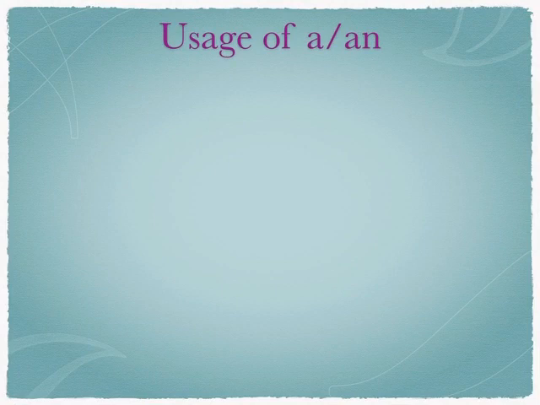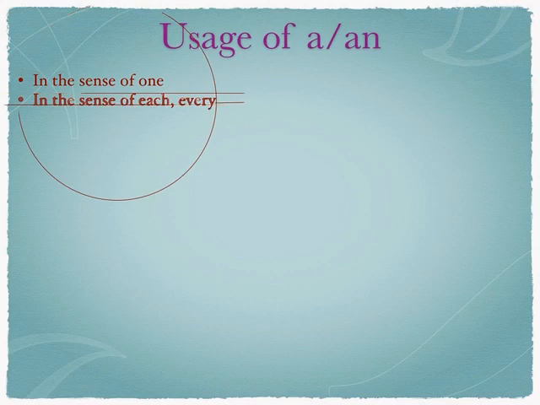Now we'll see the uses of a and an. We use a and an in the sense of one. In the sense of one means in the meaning of one. For example, can you wait a minute? A minute means 1 minute. The bag costs a hundred rupees. A hundred rupees means 100 rupees. If you want to say, can you wait 10 minutes? So here we will not use a, because here we use the plural 10. If you want to say 1 minute, so in place of 1 you can use a.